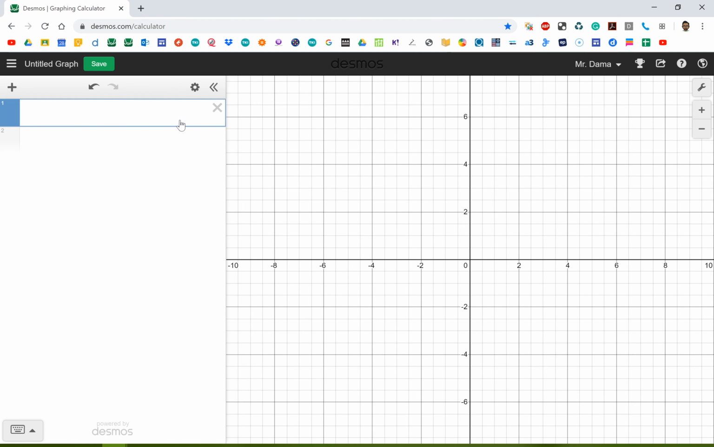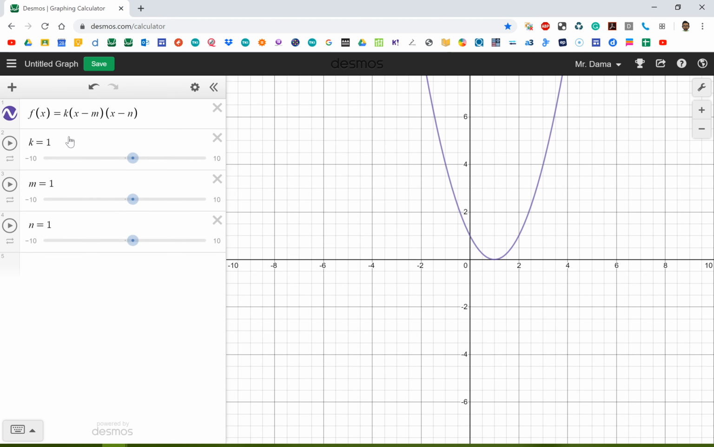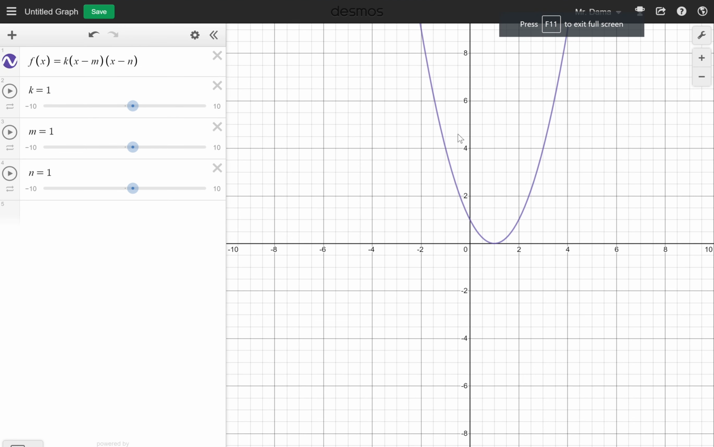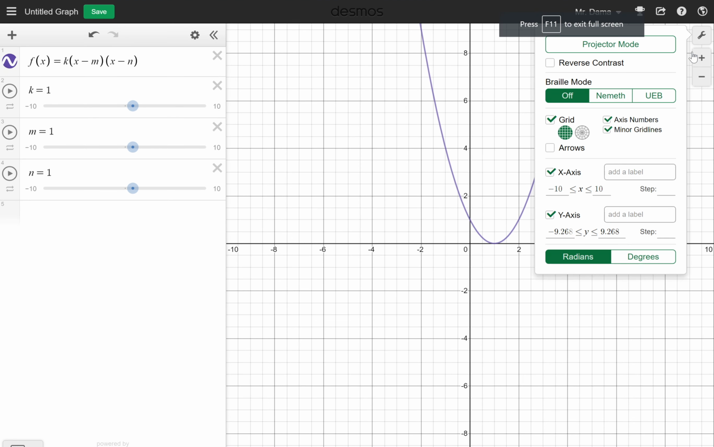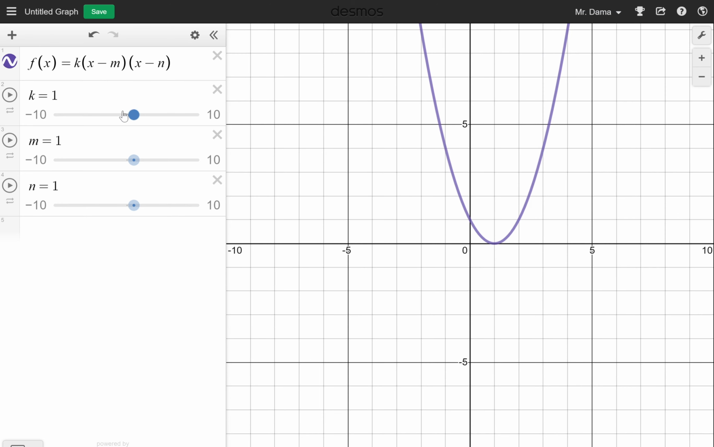What I'm going to do is write f of x, because I like function notation. I'm going to use k, and I'm going to have x minus m and x minus n. So I've got 3 unknown variables, and I've just given them some numbers right now. I'm going to try to make this full screen and change to projector mode so it's a little bigger. So k, m, and n.